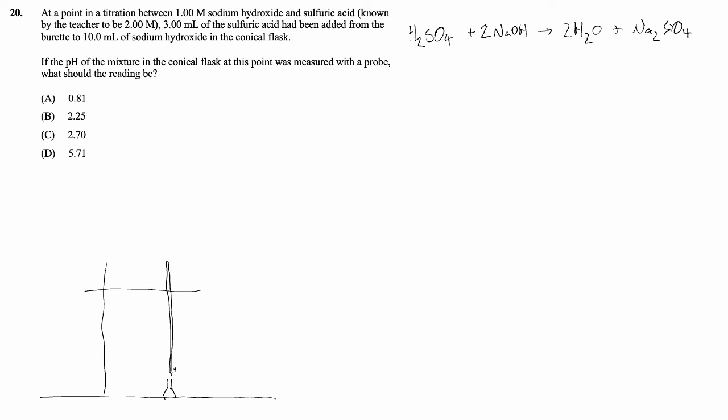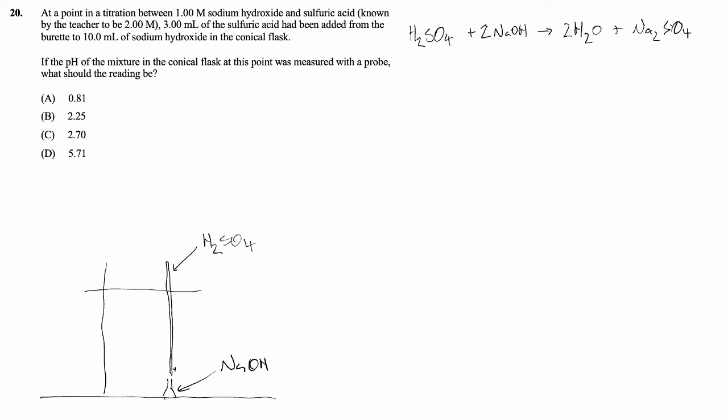So at some point, we have 1 mole of sodium hydroxide and sulfuric acid. It's 3 ml of the sulfuric acid. Let's just find out where's the acid and where's the base. Sulfuric acid had been added from the burette. Let's just say in the burette we have H2SO4. So that must mean sodium hydroxide in the conical flask. In here, we have our sodium hydroxide. All right, that's a good start.